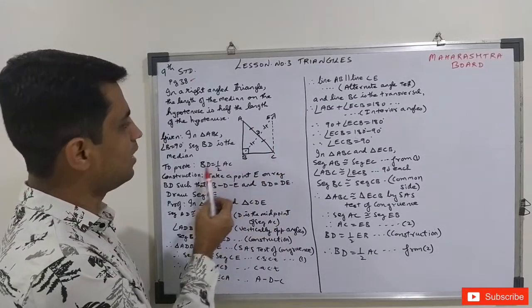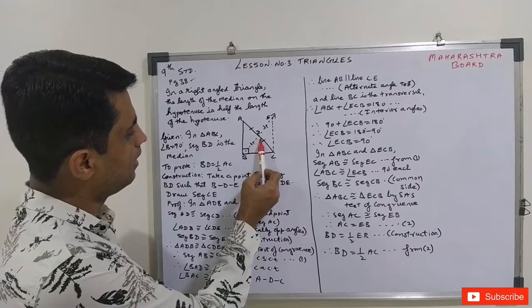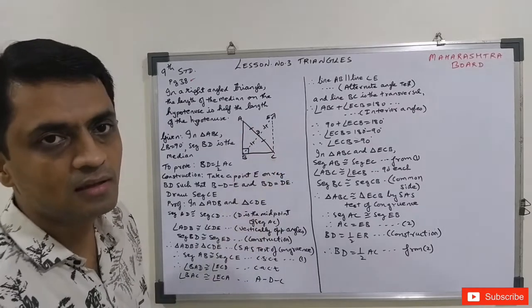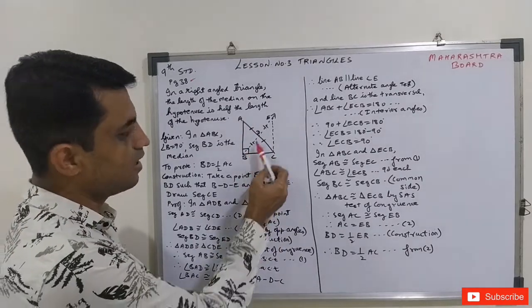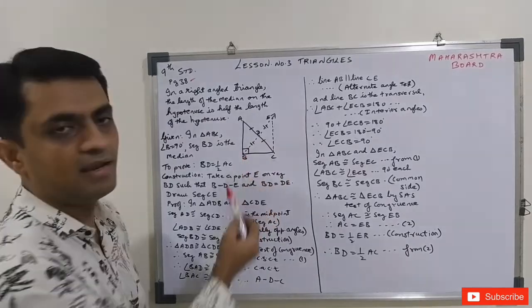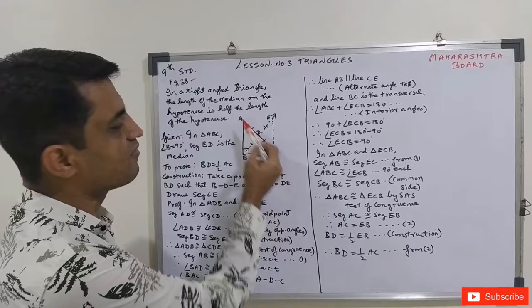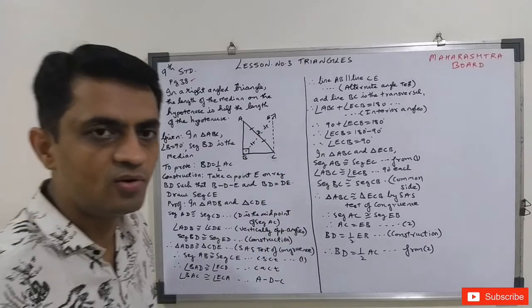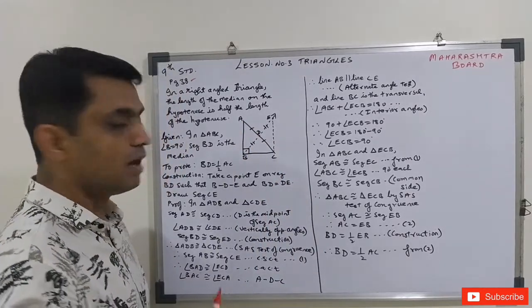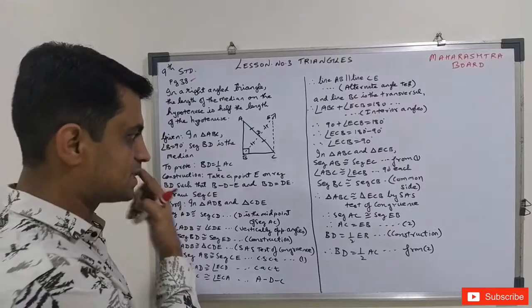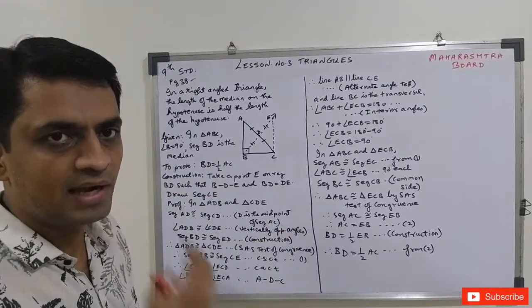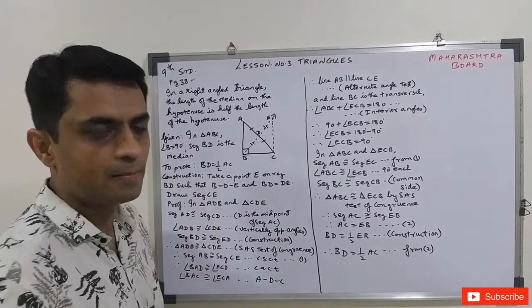Now they are asking you to prove that BD is half of AC. It means the median drawn from the 90 degree angle to the hypotenuse is always half of the hypotenuse. That we have to prove here. Now how to prove it? This theorem is quite lengthy but very easy.